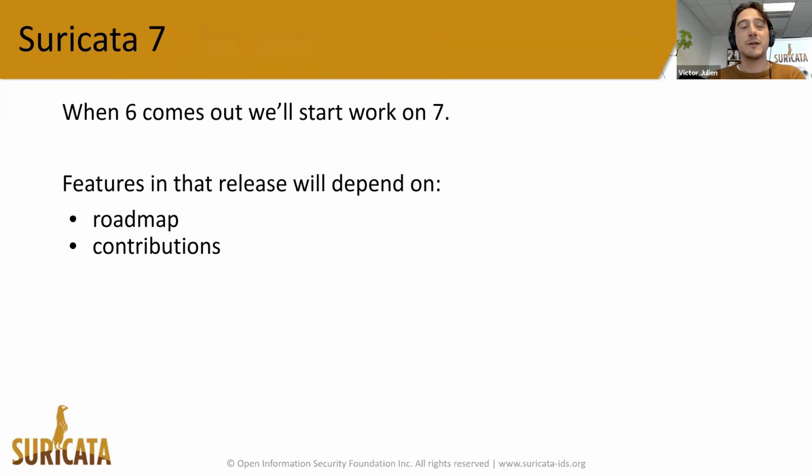Since I have about 10 minutes left, I think I can talk a bit about the next release. So 6 is almost out, which means we'll start working on 7. And of course, the question we're already getting from people is, what will be part of 7? And the answer is, it depends. It depends on the roadmap, and it depends also on contributions. But I wanted to talk a bit about the roadmap here.